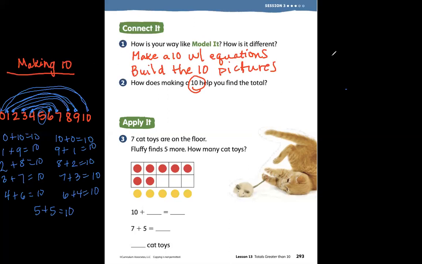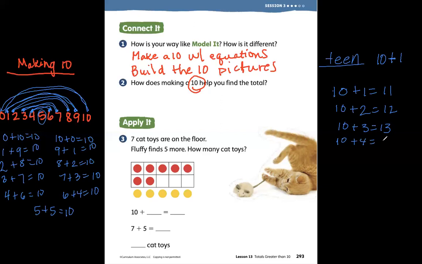Let's practice making teen numbers over here, okay? Teen numbers always have one group of 10 and at least one 1, up to 9 ones. So let's do this. 10 plus 1 equals 11. 10 plus 2 equals 12. 10 plus 3 equals 13. 10 plus 4 equals 14. 10 plus 5 equals 15.